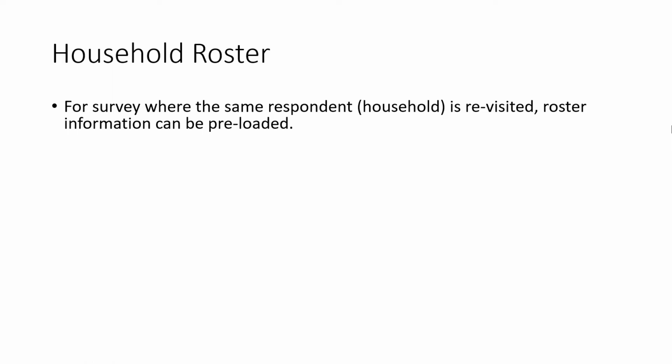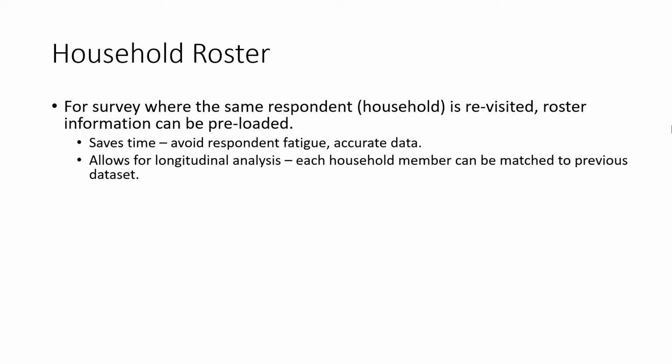For survey information where the same respondent, usually a household, is going to be revisited for a second, third or fourth survey, we can preload some roster information. The main reasons we want to do this: first of all, it's good practice as it saves time. We're not going to have respondent fatigue and long questionnaires where we're repeating information that was gathered during the first round survey. Also, it can give us nice, accurate data because we're not going to have any discrepancies between the two rounds. And another big reason is it will allow us to do what's called longitudinal analysis.